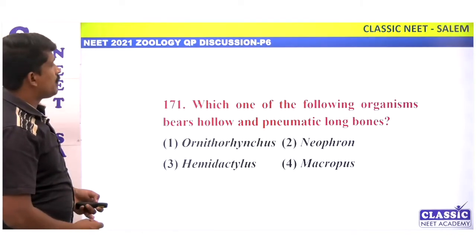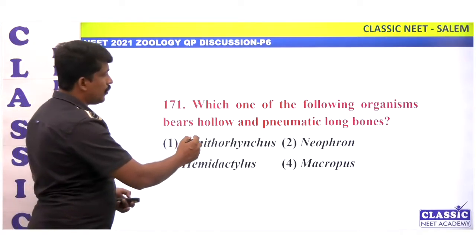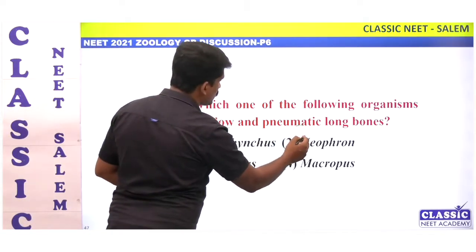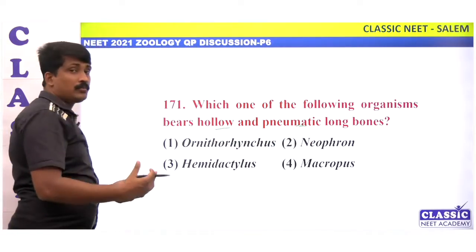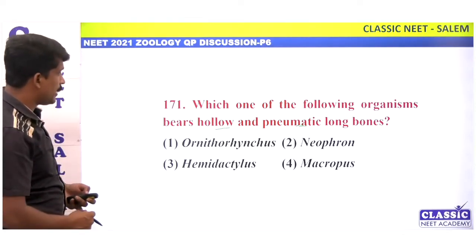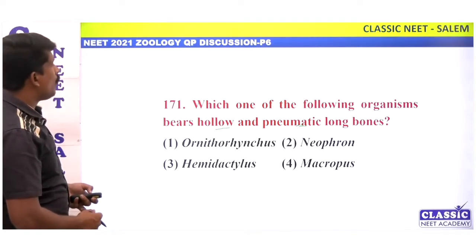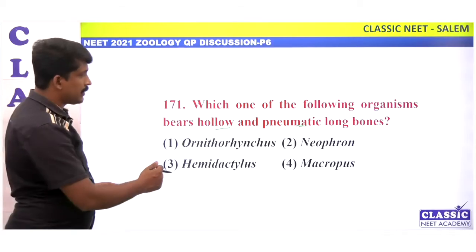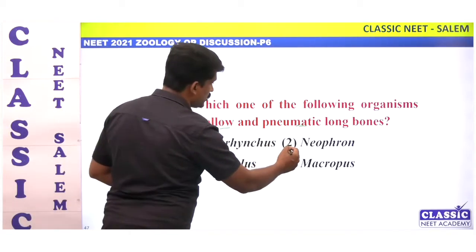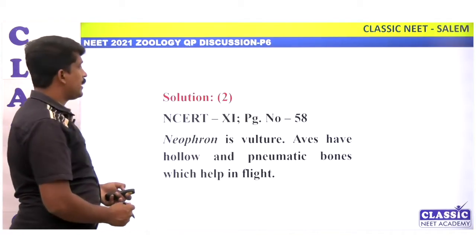Which one of the following organisms bears hollow and pneumatic long bones? Now, it is the adaptation of the flying birds, the birds which can fly. So here, Ornithorhynchus, Neophron, Hemidactylus, Macropus, and this is the vulture Neophron. So that will be the right answer given.